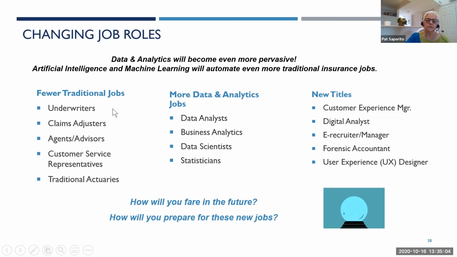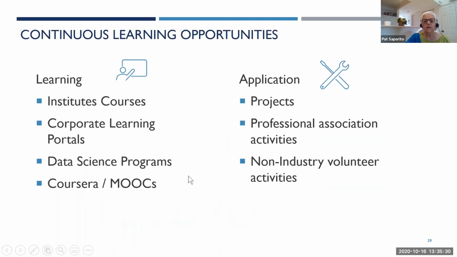And there will be fewer traditional jobs. Those that are there may have new titles, right? They may evolve into new titles or additional roles. So it may not just evolve, right? There may be truly brand new jobs. But what you can definitely see is there'll be more data and analytics jobs. So, more data scientists, more business analysts, more data analysts and statisticians.